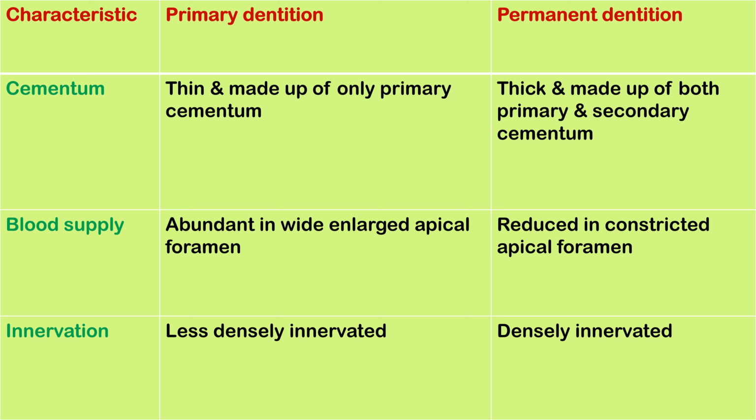Talking about cementum, in primary dentition it is thin and made up of only primary cementum, whereas in the permanent dentition it is thick and made up of both primary and secondary cementum. Next comes the blood supply. Blood supply is abundant in the primary dentition due to the presence of wide enlarged apical foramen, whereas it is reduced in the constricted foramen of permanent dentition. Talking about innervation, primary dentition is less densely innervated as compared to the permanent dentition.